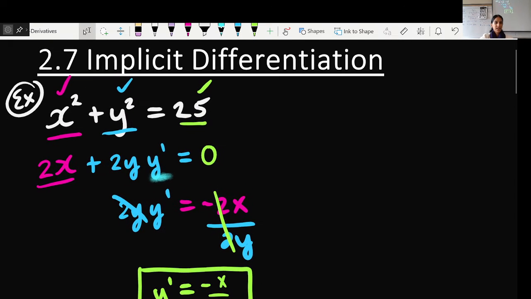Let me take you back here. If it asks you to find y prime or find dy/dx, this is all that we do. It's just that one new little step. After you take the derivative of y, you have to put a y prime there, and that's the thing that you're looking for. Good?